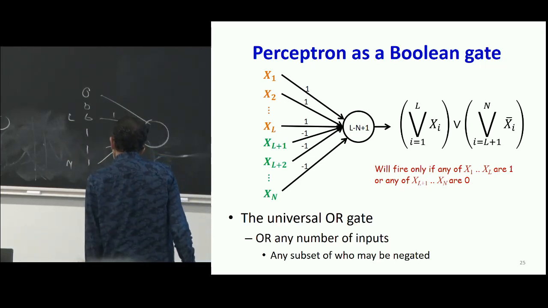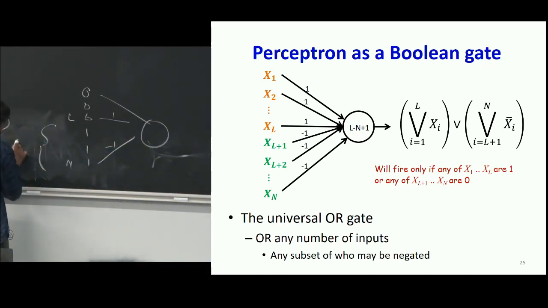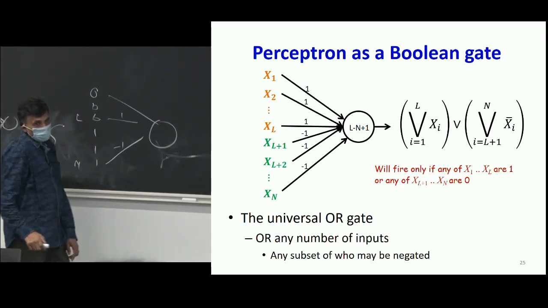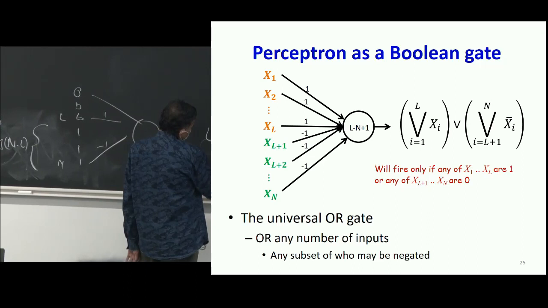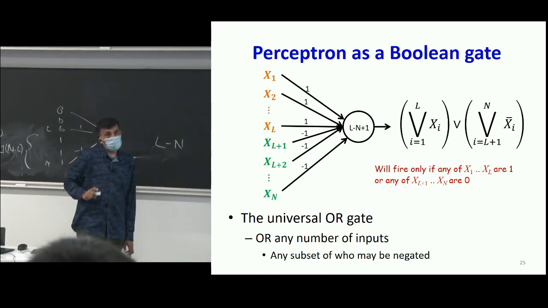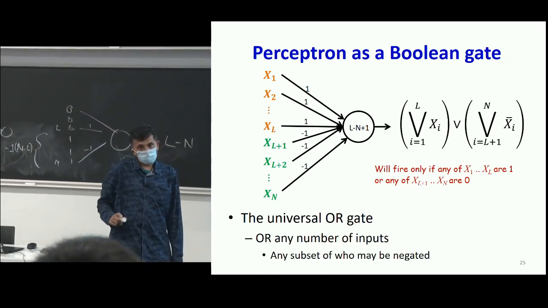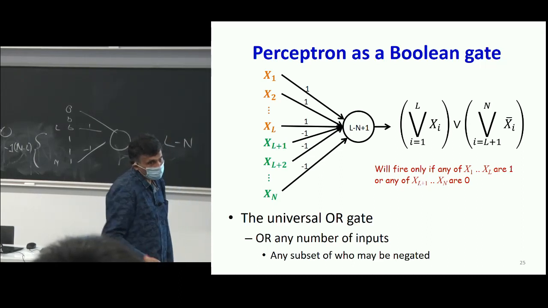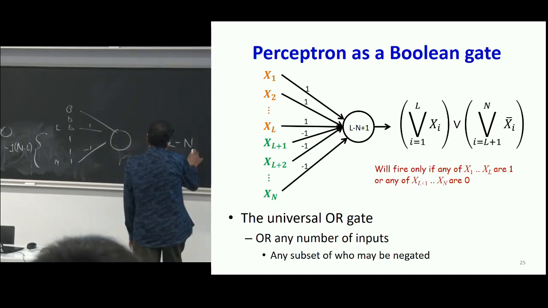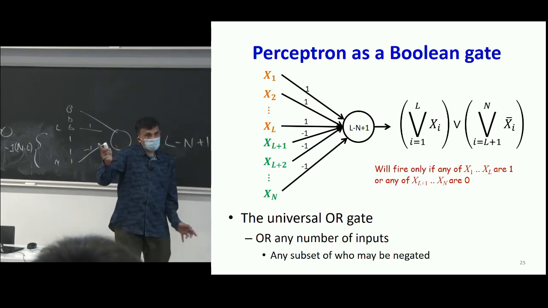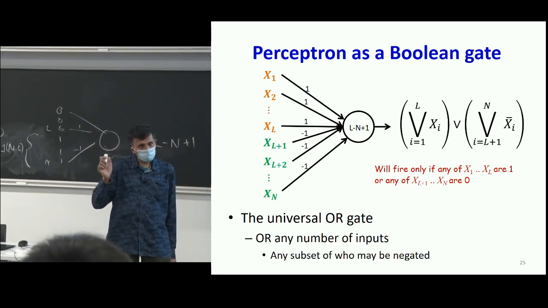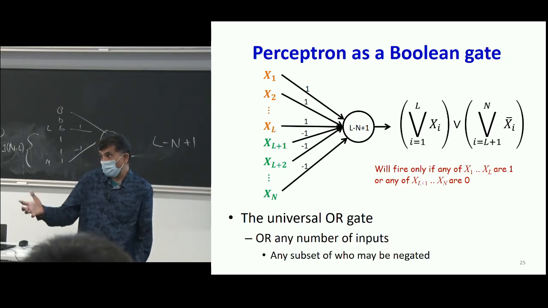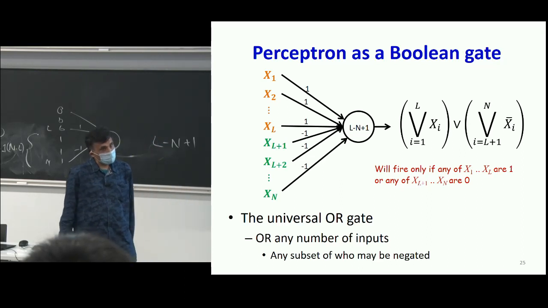Because you have N minus L of these guys, and each of them has a weight -1. So you have L minus N. I do not want it to fire over here. So what do I do? I add 1 to the threshold, right? Now, if any bit flips, it's going to match the threshold, and it's going to fire, right? So you can see how powerful this little unit is.